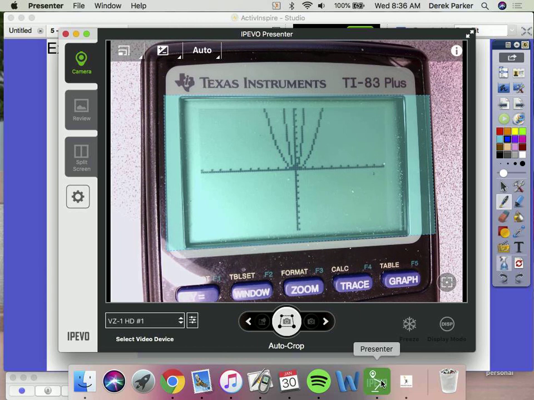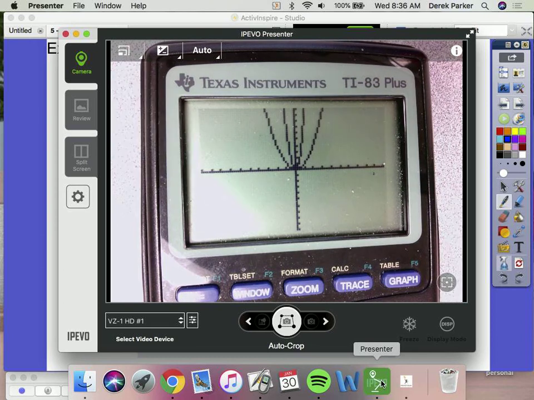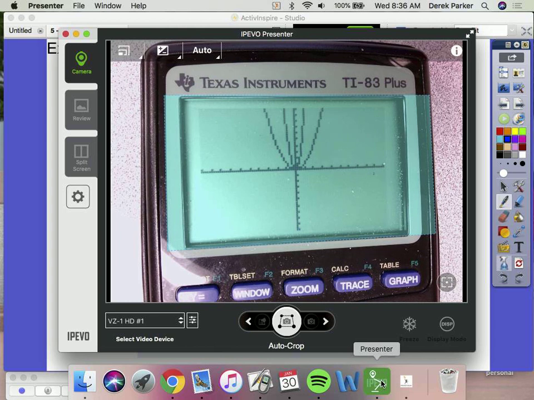Here is why it's called a stretch. Yes, it looks smaller than the parent function, but it's called a stretch because you're stretching it away from the x-axis. You're stretching it closer to the y-axis. That's why it's called a stretch. So if it's greater than 1, it is a stretch.